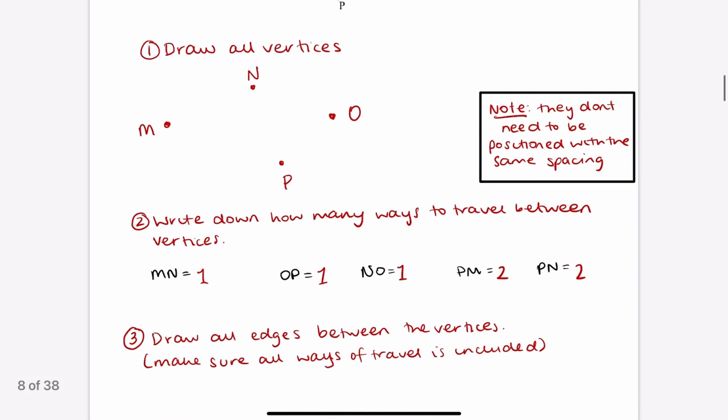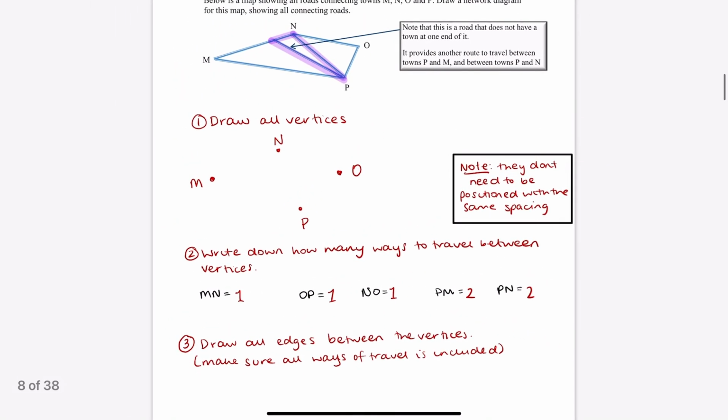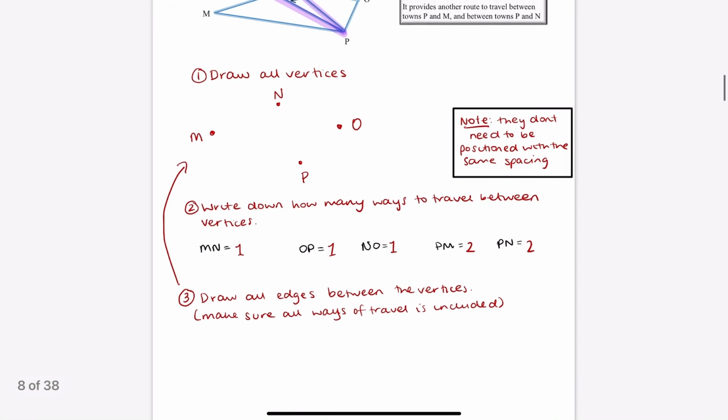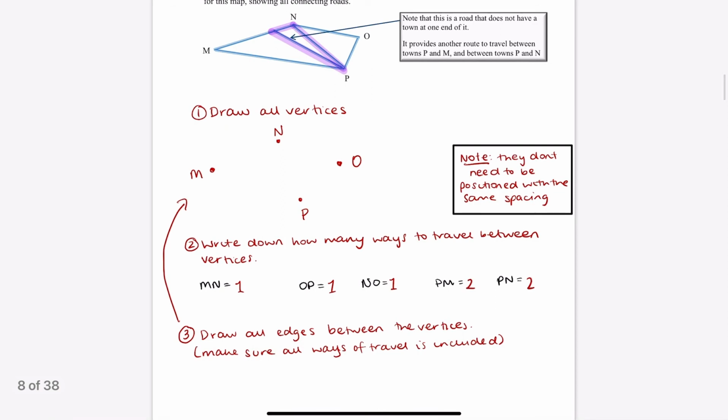Now we have to draw all the edges that connect these. I'm going to draw this up here. You can redraw it at the bottom because you have the space, or you can draw it where I'm drawing it. So there's only one from M to N, so we're just going to draw one line. There's only one from O to P, that's one line. N to O, one line. P to M, there's going to be one line here, and one line that's going just slightly out, to show that there's 2. And then P to N is like this. One line there, and one line back.